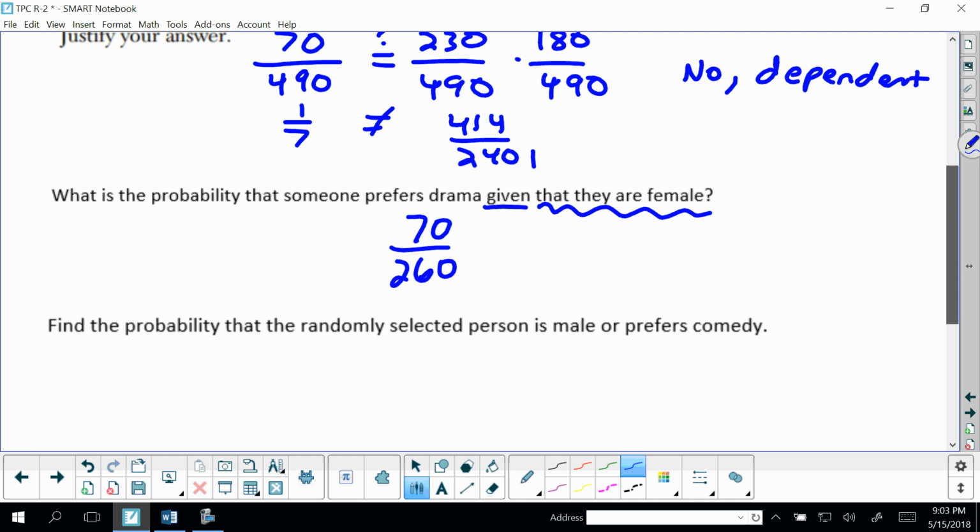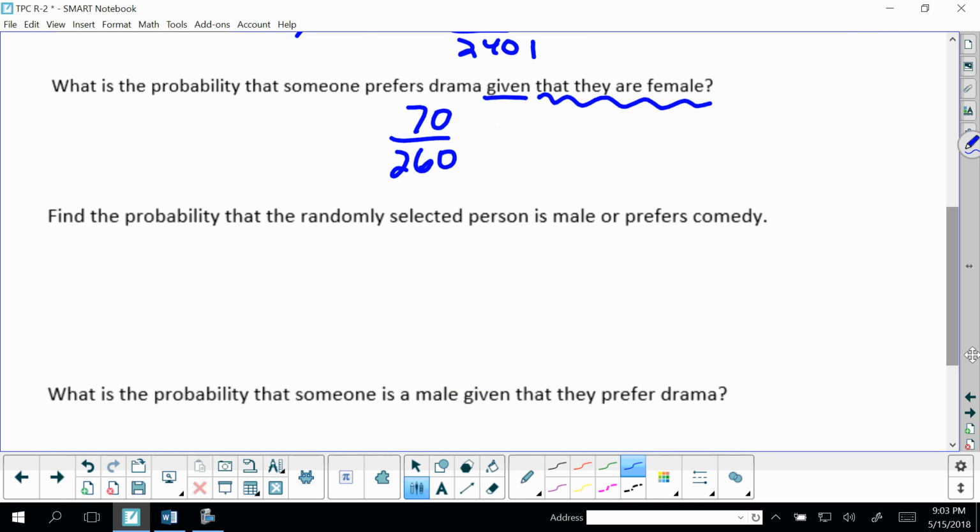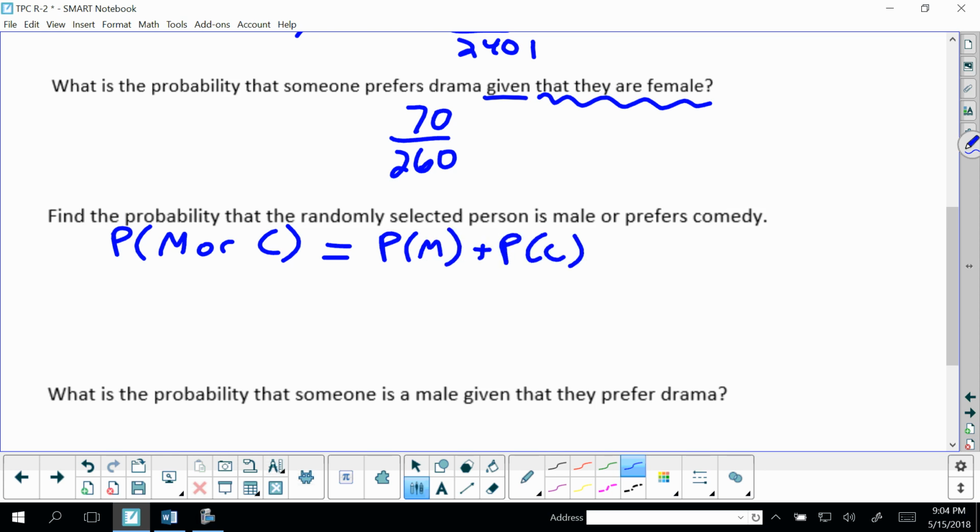Next one, we want male or prefers comedy. So we need our and/or formula. We want the probability of male or comedy. We know that is equal to the probability of male plus the probability of comedy minus the probability of male and comedy.